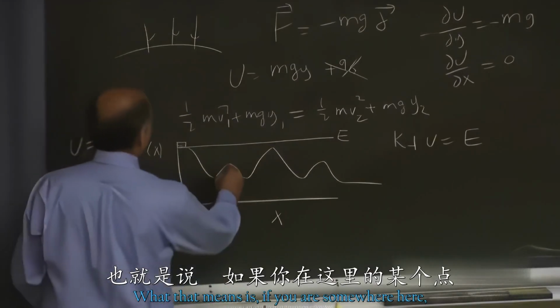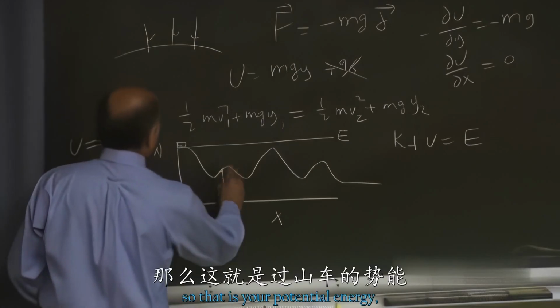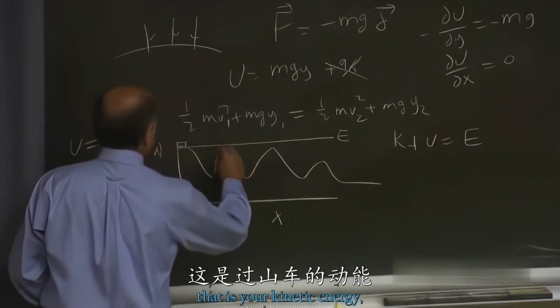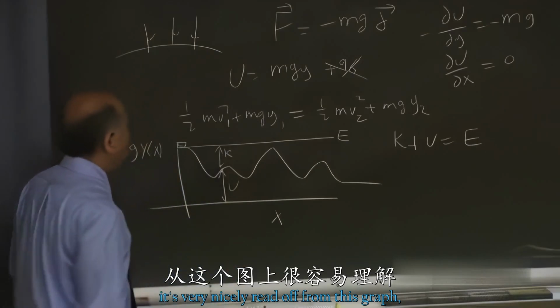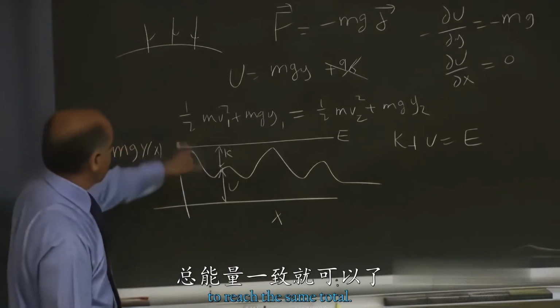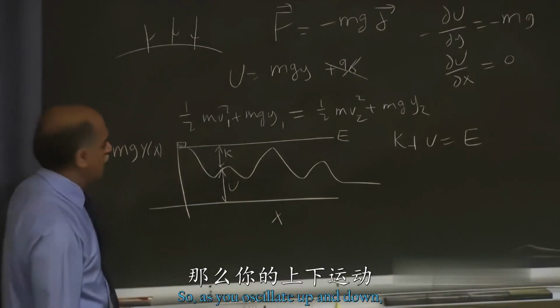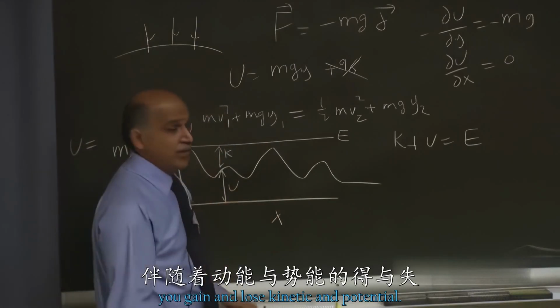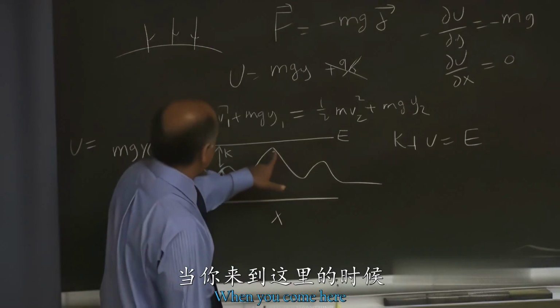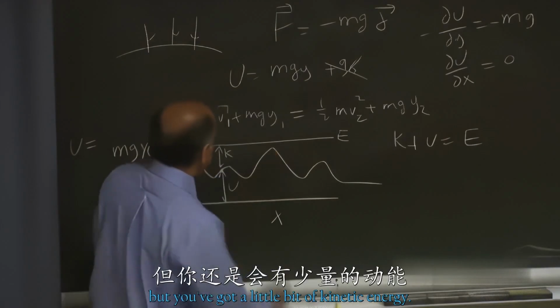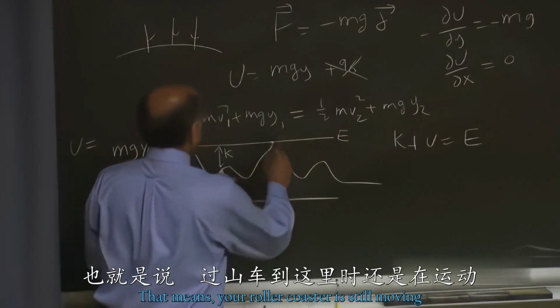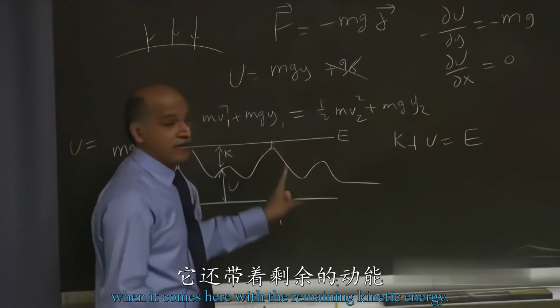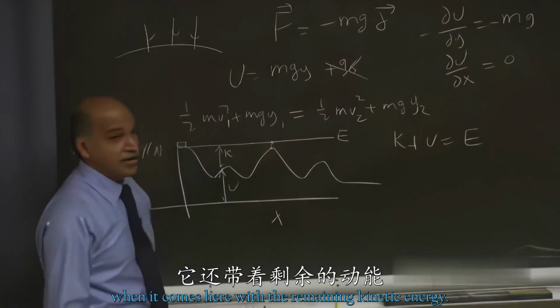What that means is if you're somewhere here, that is your potential energy, that is your kinetic energy. It's very nicely read off from this graph to reach the same total. So as you oscillate up and down, you gain and lose kinetic and potential. When you come here, your potential energy is almost your whole energy, but you've got a little bit of kinetic energy. That means your roller coaster is still moving when it comes here with the remaining kinetic energy.